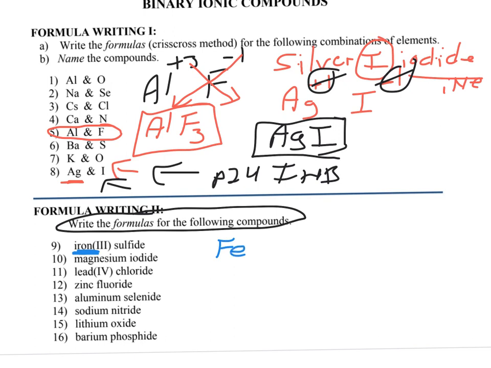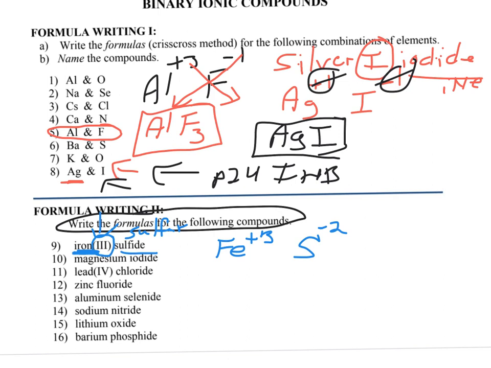Now, how do I know when it's a transitional metal what my charge is? Because remember, you can have more than one charge. Here, it's giving me a Roman numeral 3, so that's why my charge will be a +3. Sulfide is an element. Remember, anything that ends in IDE is an element. And so that comes from your periodic table. And sulfide comes from sulfur. And that group has a -2 charge. That's from your oxygen family.